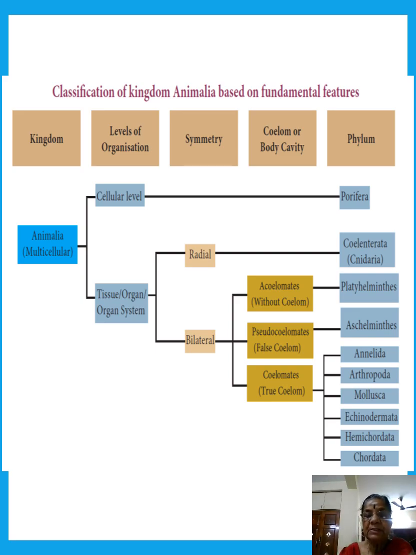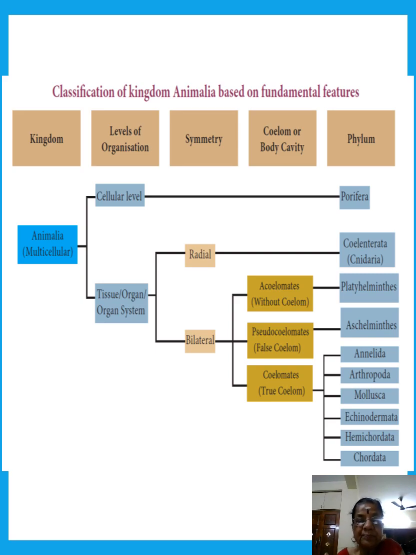And these vertebrates are further classified into 5 classes: Pisces, Amphibia, Reptilia, Aves and Mammalia. This is for the 5 classes of vertebrates. The comparative study of these was done yesterday in video 19, so recall it.